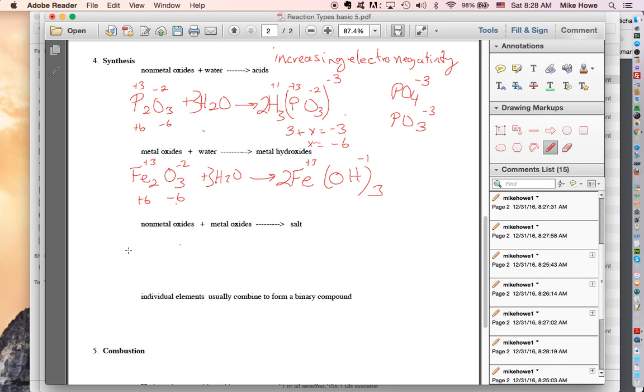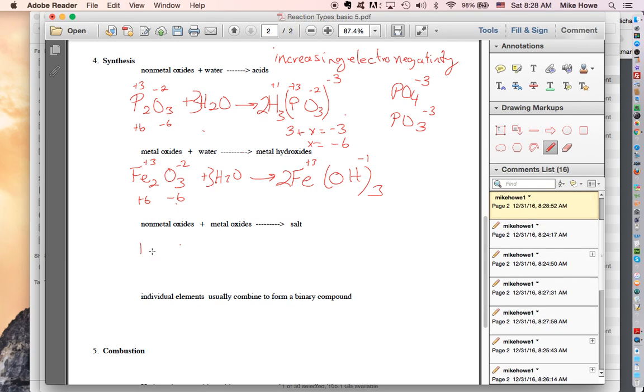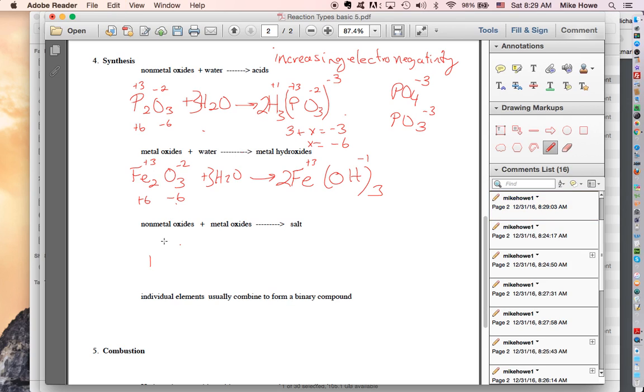All right. So, taking a look at nonmetal oxide, let's make up one. So N2O3, that'd be a nonmetal oxide plus a metal oxide. Let's suppose we have K2O.